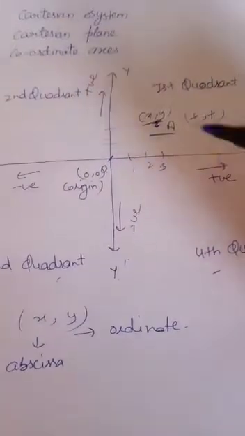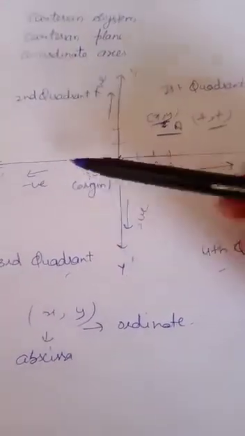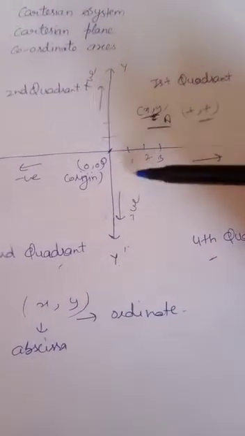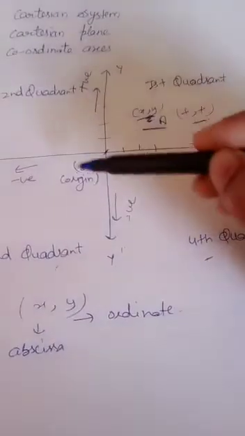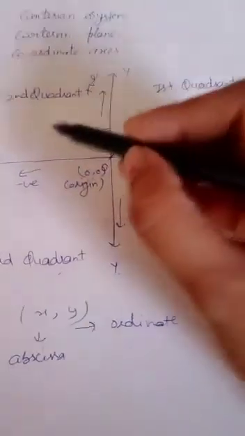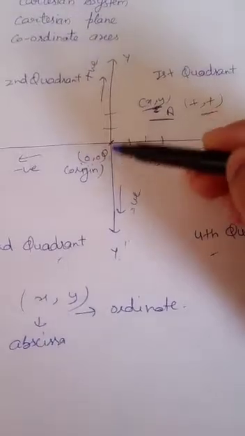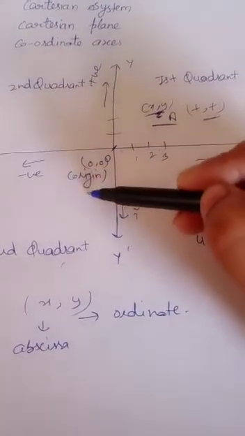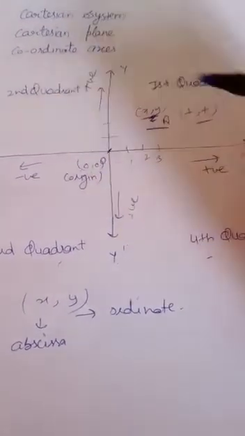It's a plane which is divided by two lines. One is vertical, that is y-axis, and one is horizontal, that is x-axis. These lines are known as coordinate axis, and these lines divide the plane into four parts that are known as quadrants. This is first quadrant, second quadrant, third quadrant, and fourth quadrant. The point where these two axes meet each other or cut each other is known as origin. Here both x and y are 0.